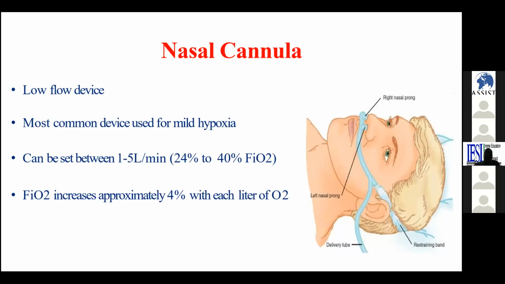As long as you are on a nasal cannula, each liter of oxygen flow you add increases the FiO2 by about 4%. For example, if you are at a flow of 4 liters per minute and you increase from 4 to 5, the patient's FiO2 will immediately rise by another 4%. If you were at 25, for example, you will reach 29 or 30. So next slide.